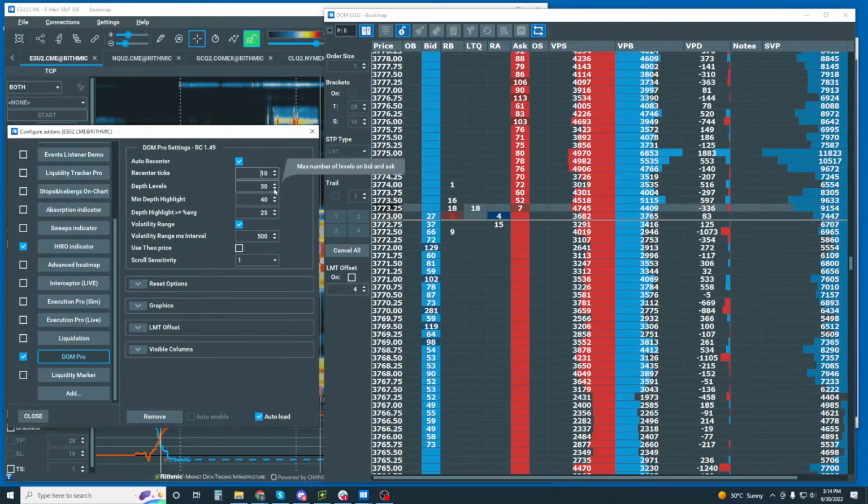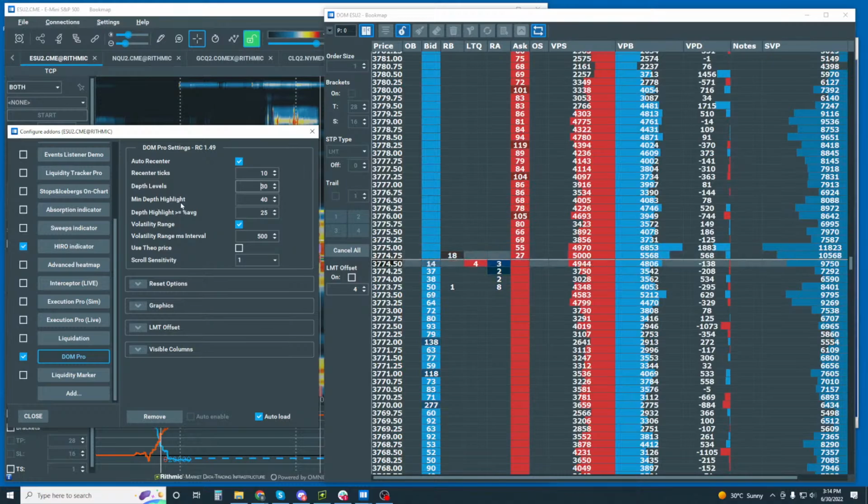All right, depth. This is very simple and straightforward. We had 30 earlier. Now I have 18 here. Whatever you're comfortable with. I find the more the better, but for other dome traders, whatever you're comfortable with.